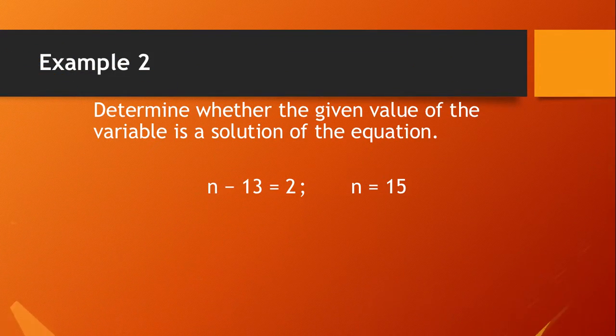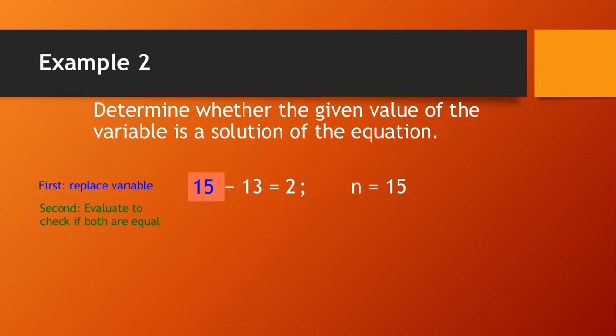Let's take a look at another example. So here I have the equation n minus 13 is equal to 2. And we want to know if n is equal to 15, will this equation be true? Will I get the same number on both sides? So the first thing, we replace the variable. So the n in my equation is going to turn into the number 15.